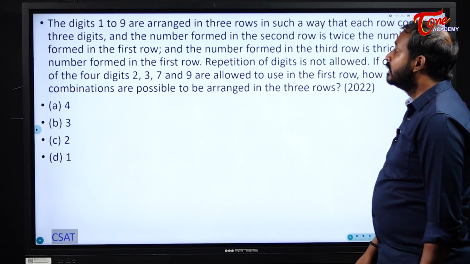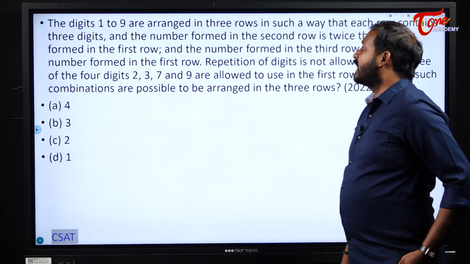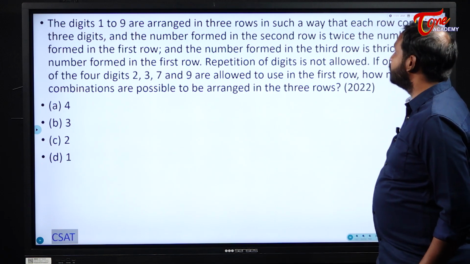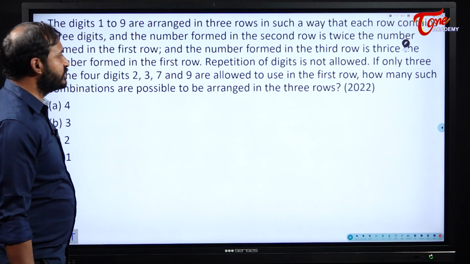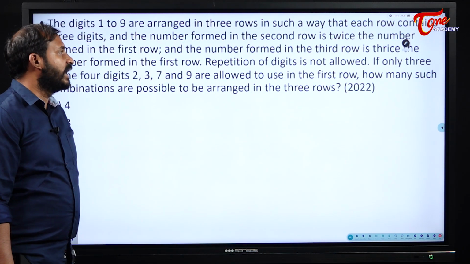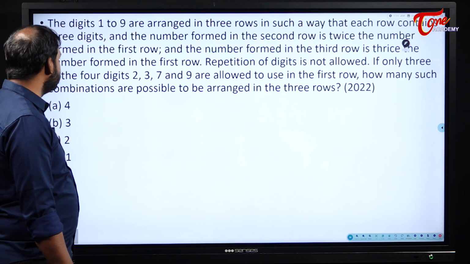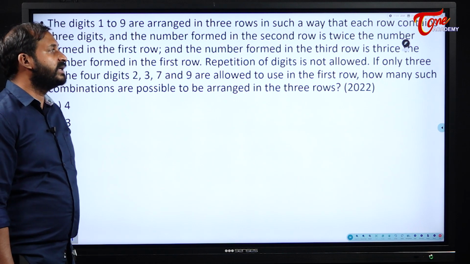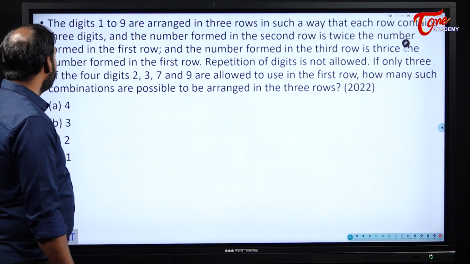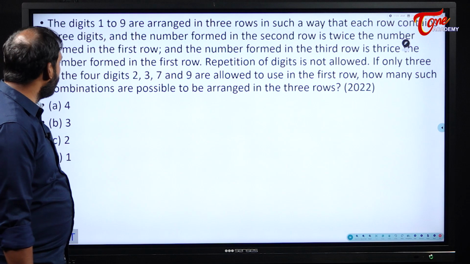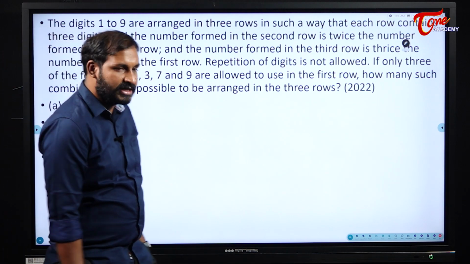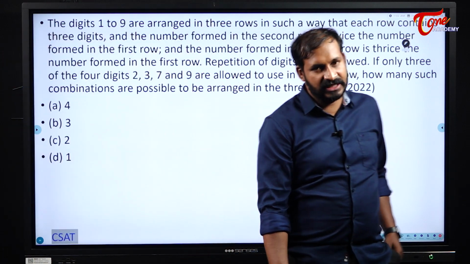Next one. The digits 1 to 9 are arranged in 3 rows in such a way that each row contains 3 digits, and the number formed in the second row is twice the number formed in the first row, and the number formed in the third row is thrice the number formed in the first row. Repetition of digits is not allowed. If only 3 of the 4 digits 2, 3, 7, 9 are allowed to use in the first row, how many such combinations are possible to be arranged in 3 rows? That is the question they have given for us.